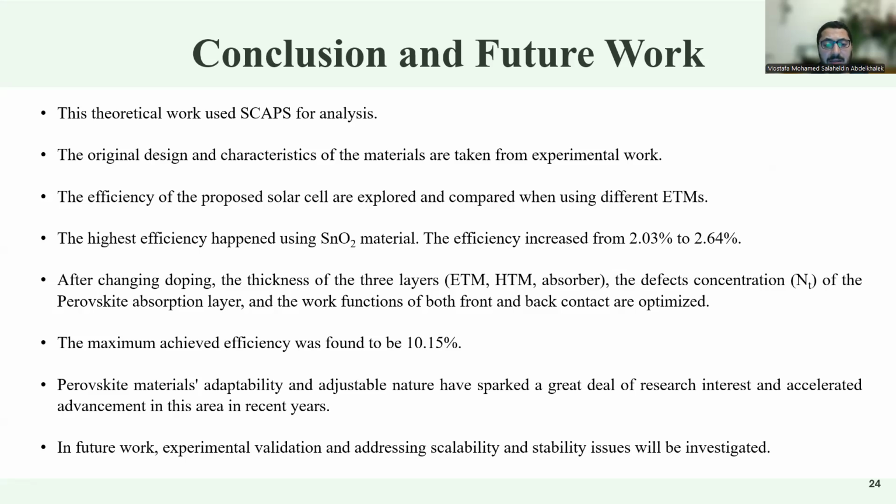After optimizing the doping and the thickness of the three layers, the electron transport layer, the hole transport layer and the absorber layer, also the defect concentration of the perovskite absorption layer and the work function of the front and the back contacts are optimized. The maximum achieved efficiency was found to be 10.15%, which is a promising result.